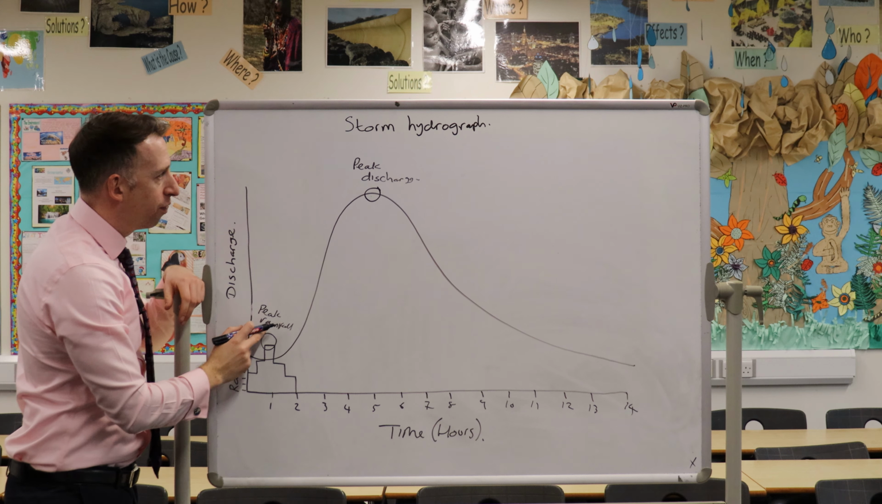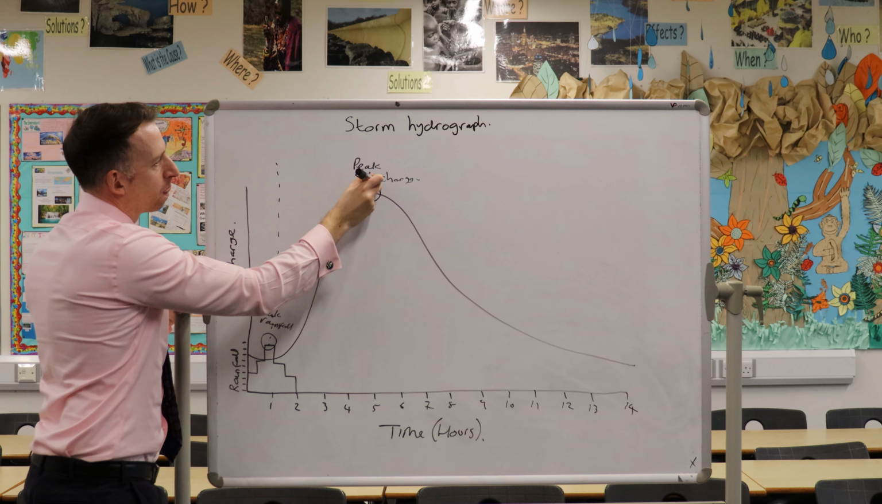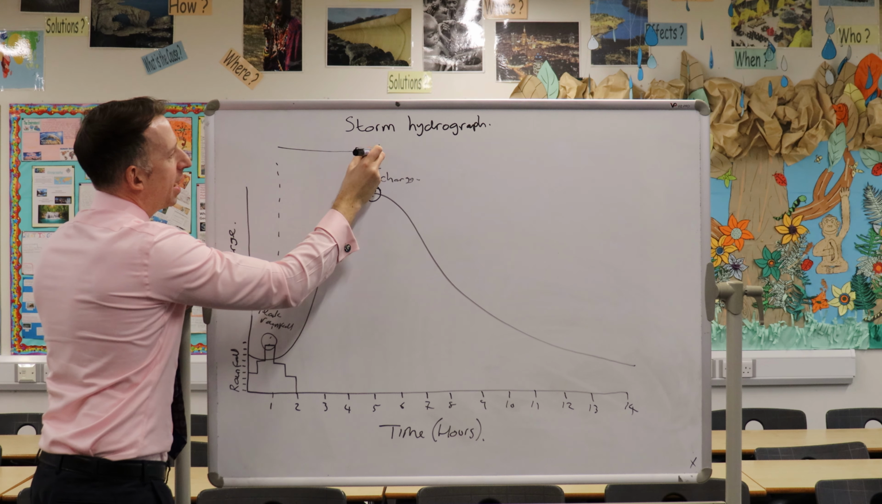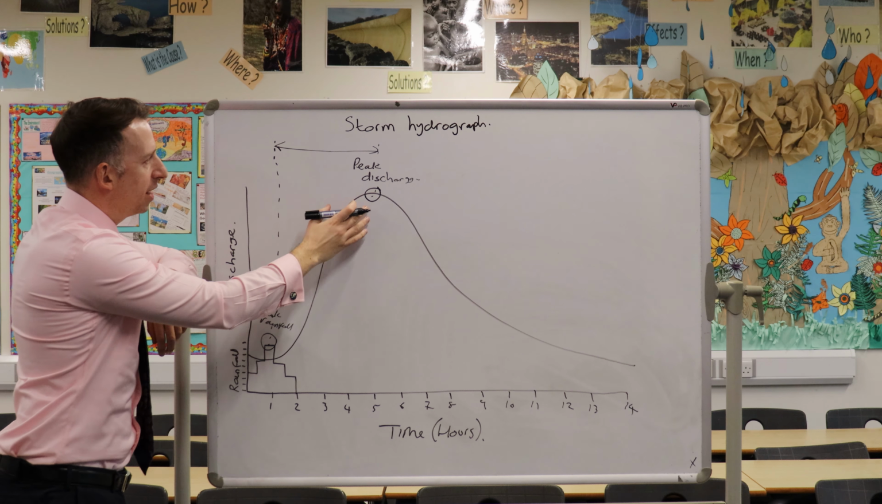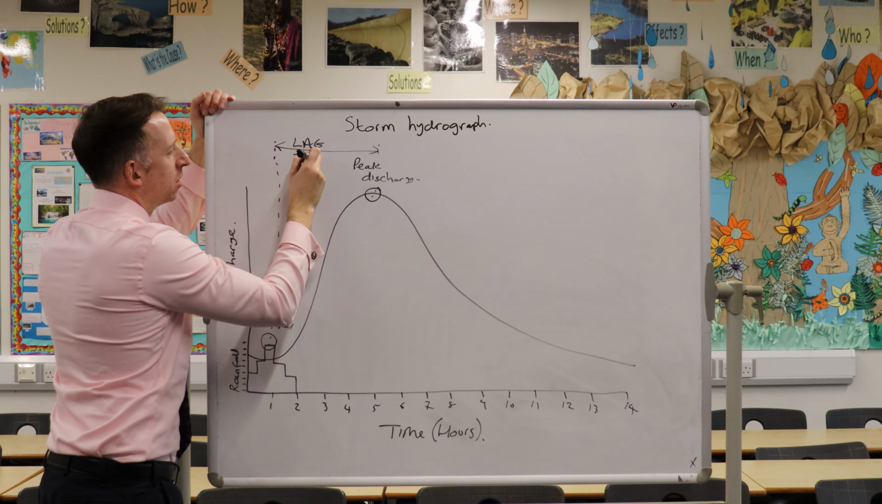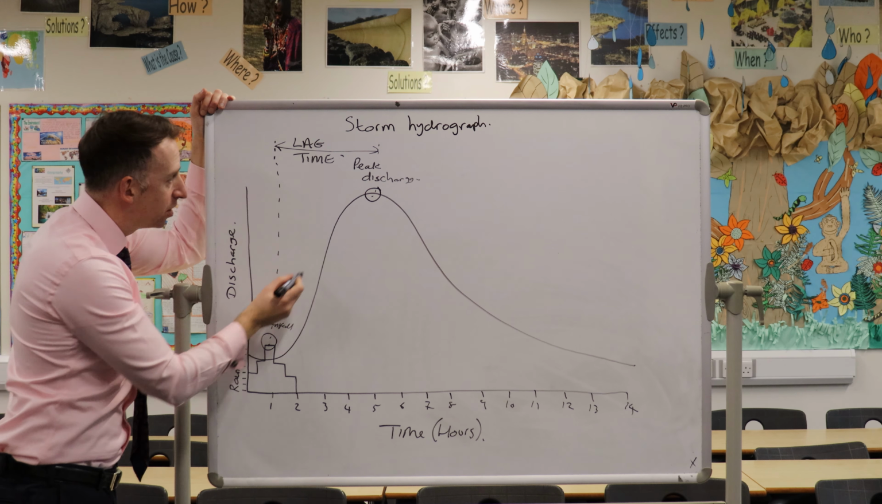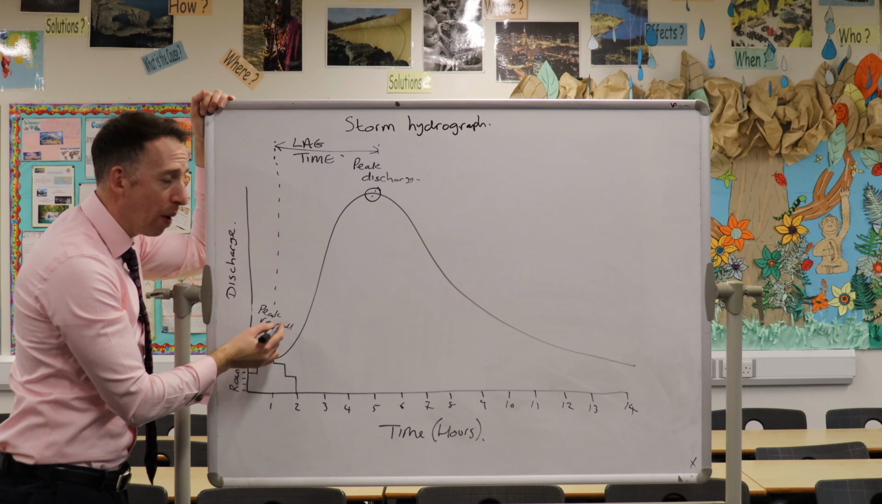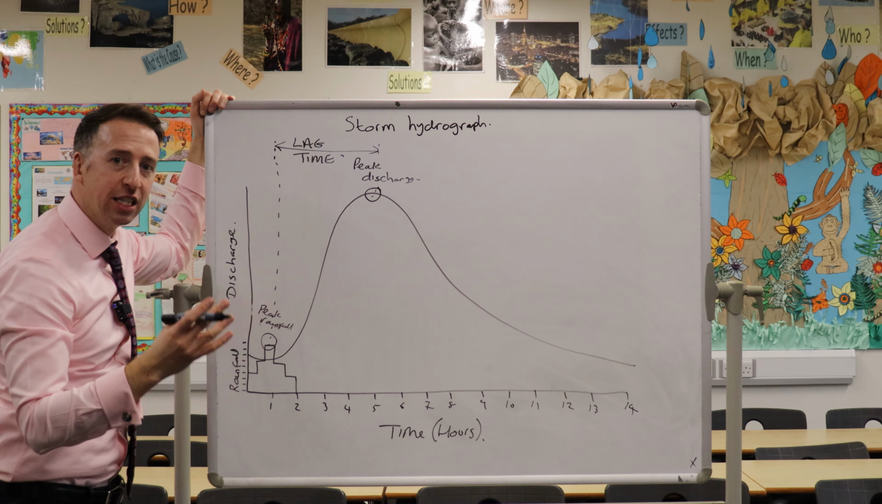Now, peak rainfall, peak discharge. This right here is the most significant point. So, got peak rainfall, peak discharge. This is showing the lag time. Now, the lag time is the time between these 2 points. Peak rainfall, when rainfall was at its greatest, and peak discharge, when the river was at its fullest.